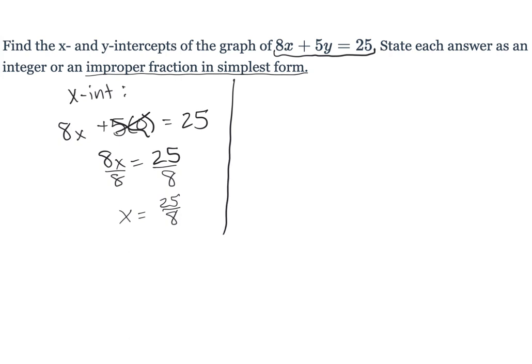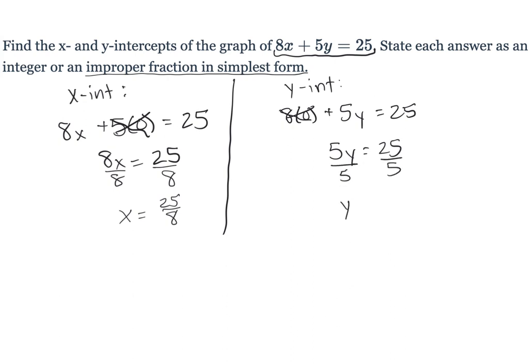Now for the y-intercept, we're going to go back to that where the x value is 0 this time. So for the y-intercept, I've now got 8 times 0 plus 5y equals 25. That 8 times 0 reduces to 0. I'm left with 5y equals 25. Divide by 5. I know my y-intercept is 5.